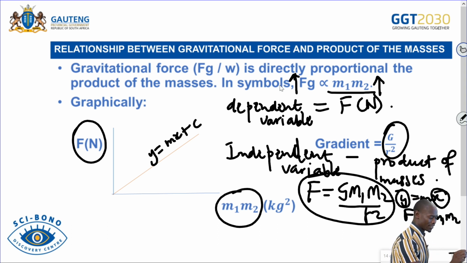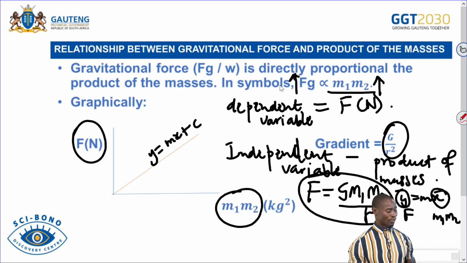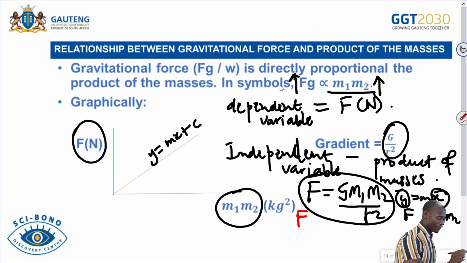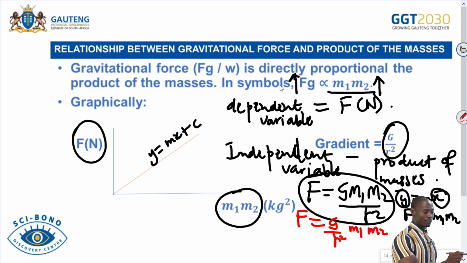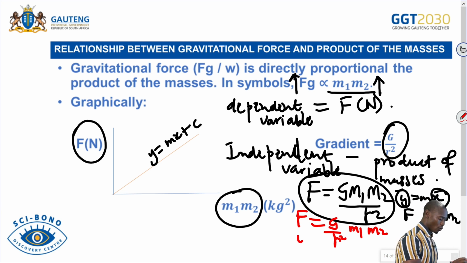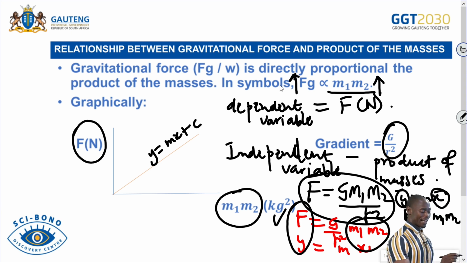So I can arrange the equation so that I have y equals mx, making sure that my y is F, the subject of the formula, and my x is m1 m2. So F equals G over r squared times m1 m2. If I say G times m1 m2, I still have G m1 m2 over r squared. So this is y equals mx. My y here is F, which is what I'm expecting, and my x here is m1 m2.